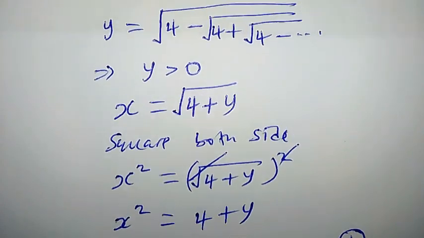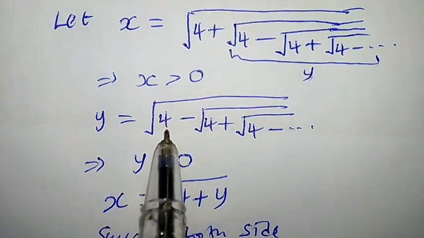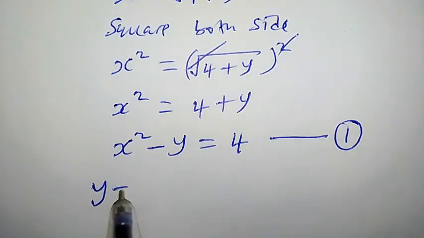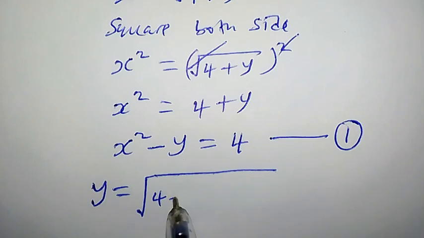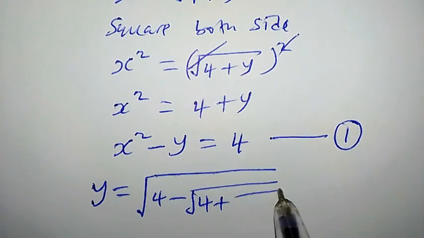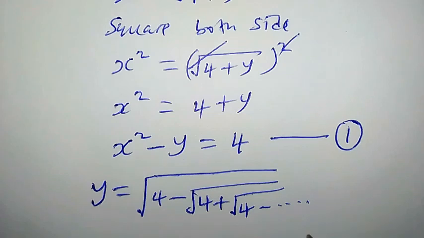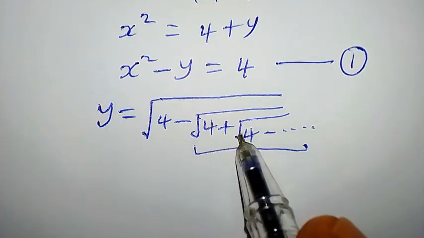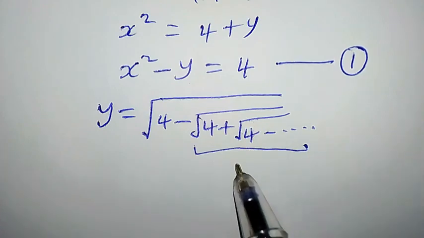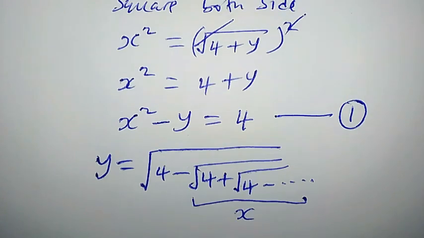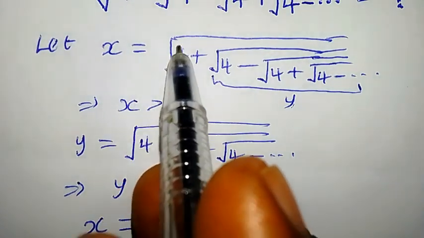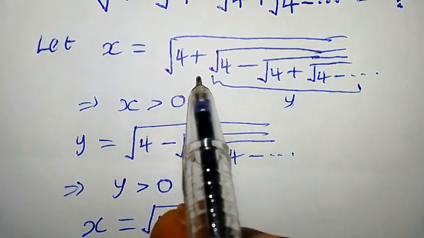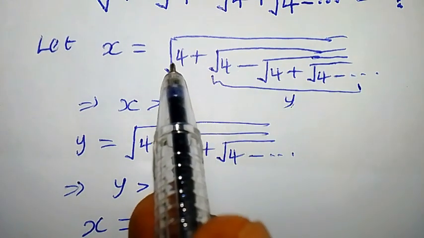Now, back to the second assumption. This guy, y equal to square root of 4 minus square root of 4 plus square root of 4 minus, on and on like that. What do you notice here? You will notice that starting from this guy, square root of 4 plus square root of 4 minus, on and on like that, that is exactly our x. Let me show you. x is equal to square root of 4 plus square root of 4 minus square root of 4 plus, on and on and on. That is, the sign alternates, but 4 is constant.